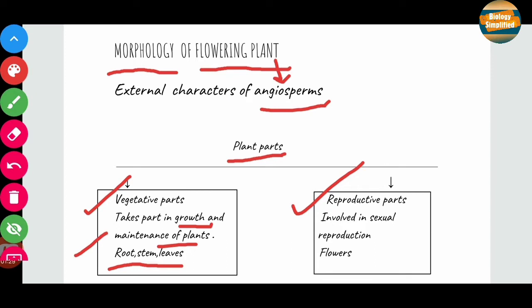The reproductive parts are the parts which are involved in sexual reproduction. Sexual reproduction is the reproduction which involves fertilization, or fusion of gametes. So reproductive parts are involved in sexual reproduction, like flowers and fruits. So plant parts are divided mainly into two groups, vegetative parts and reproductive parts.